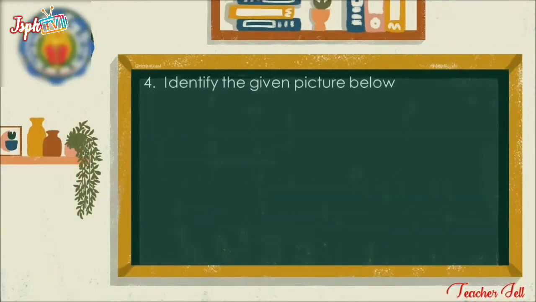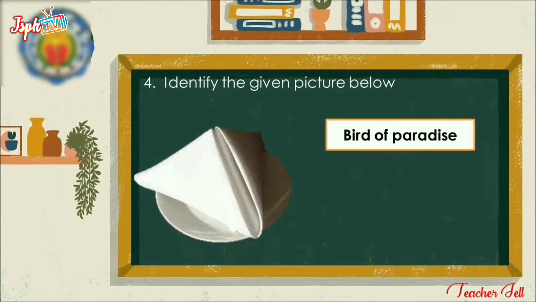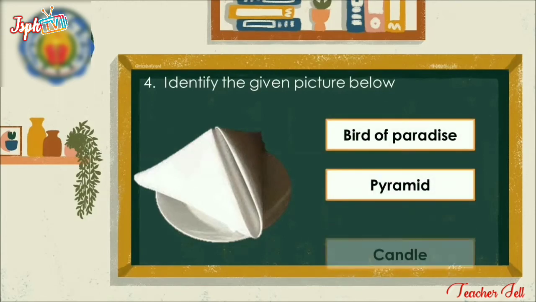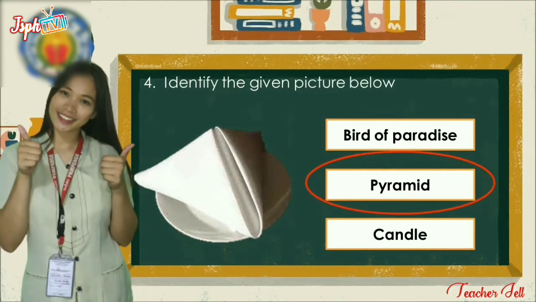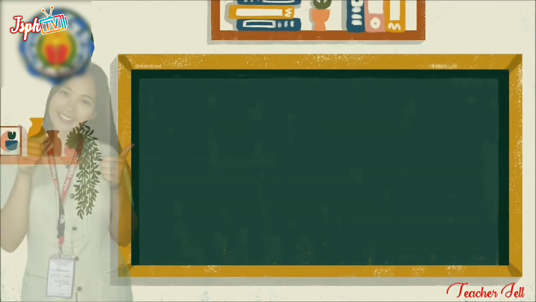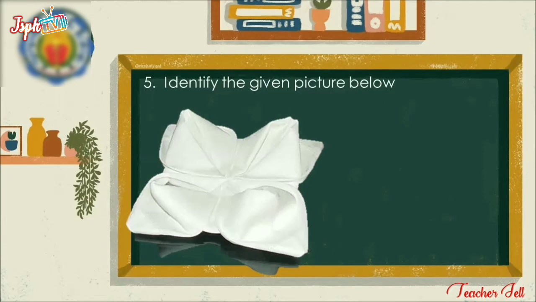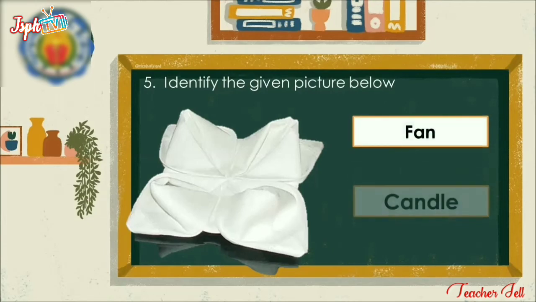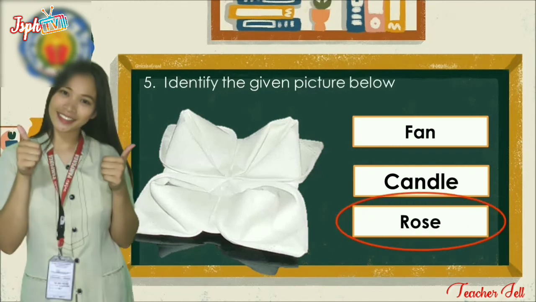For number 4, identify the given picture below. A bird of paradise, pyramid, or a candle? Okay, the answer is pyramid napkin fold. And last, number 5. A fan, a candle, or a rose? A rose. Okay, a rose napkin fold.